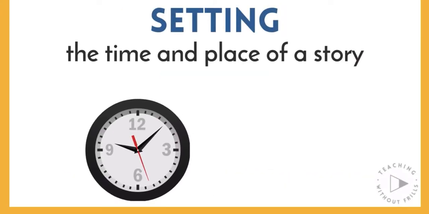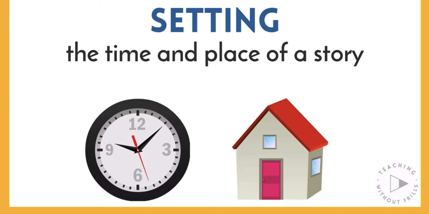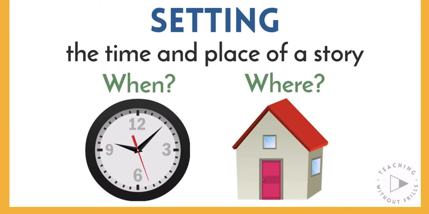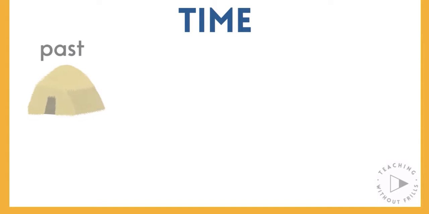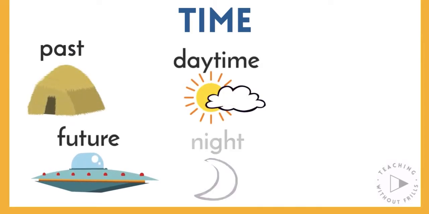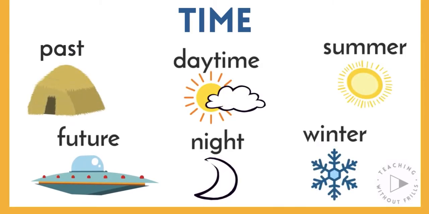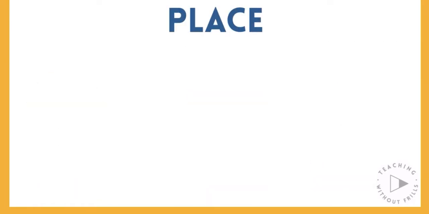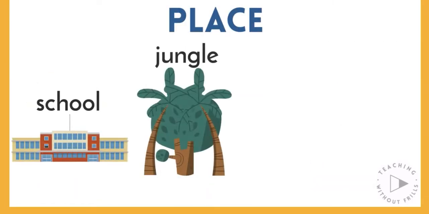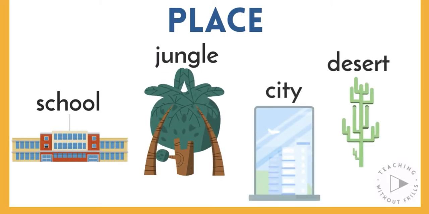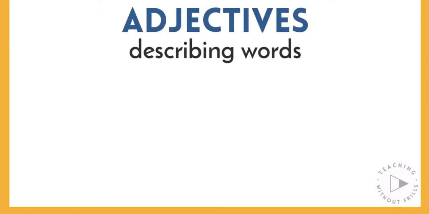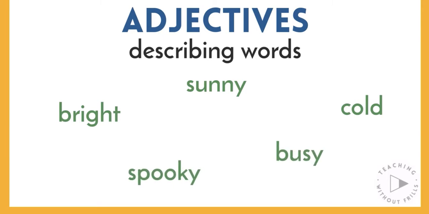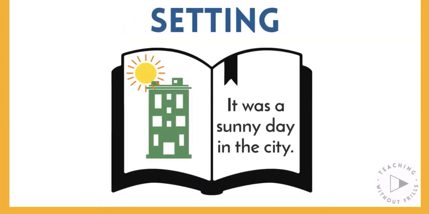Setting is the time and place of a story. It often answers the questions when and where. The time of a story may be in the past or in the future, in the daytime or at night, in the summer or winter. A story may take place in a school, in a jungle, in a big city, in the desert, or in a variety of other places. We can also use adjectives or describing words to tell about the setting, like if it's sunny, cold, bright, busy, or spooky. You can determine the setting of a story by looking at the illustrations and finding information in the text.